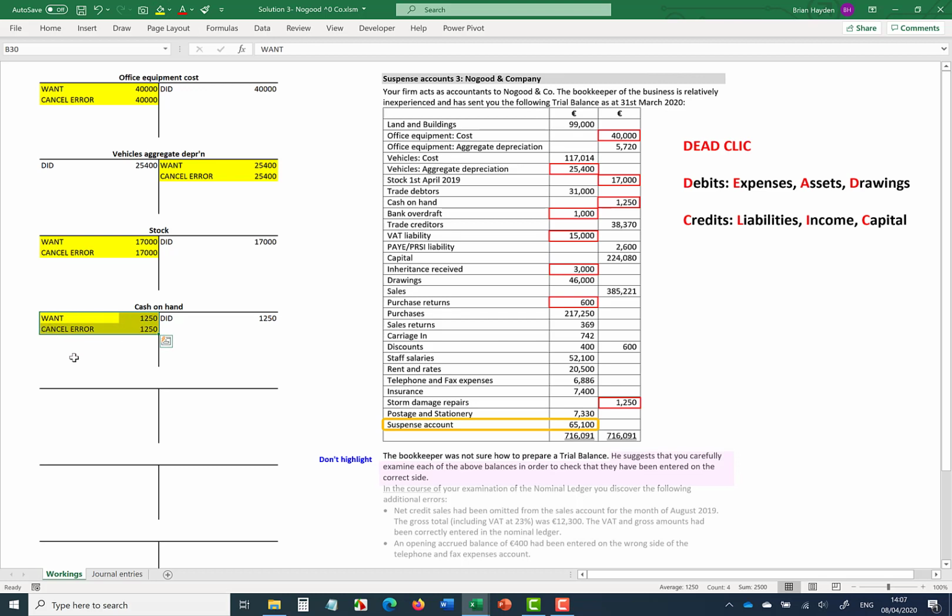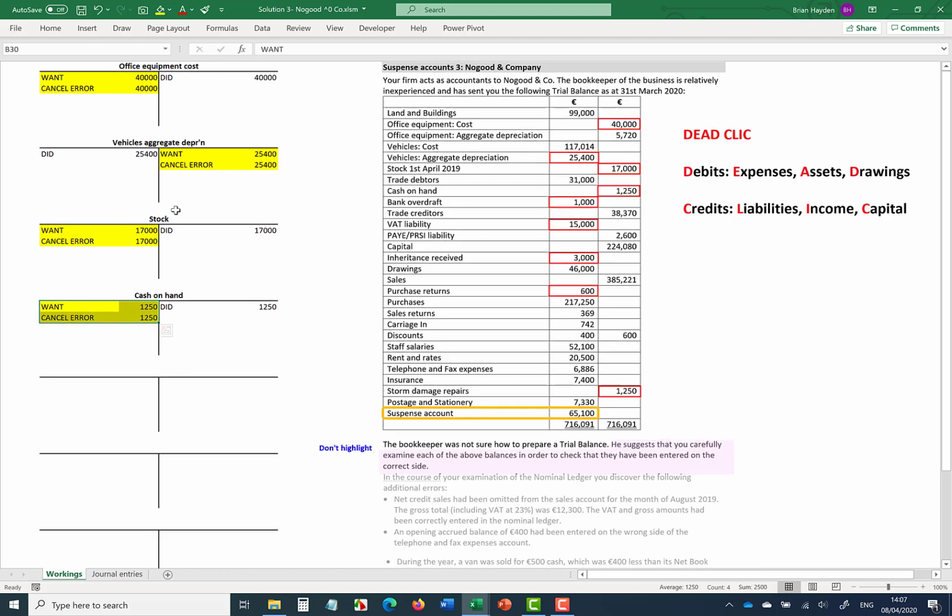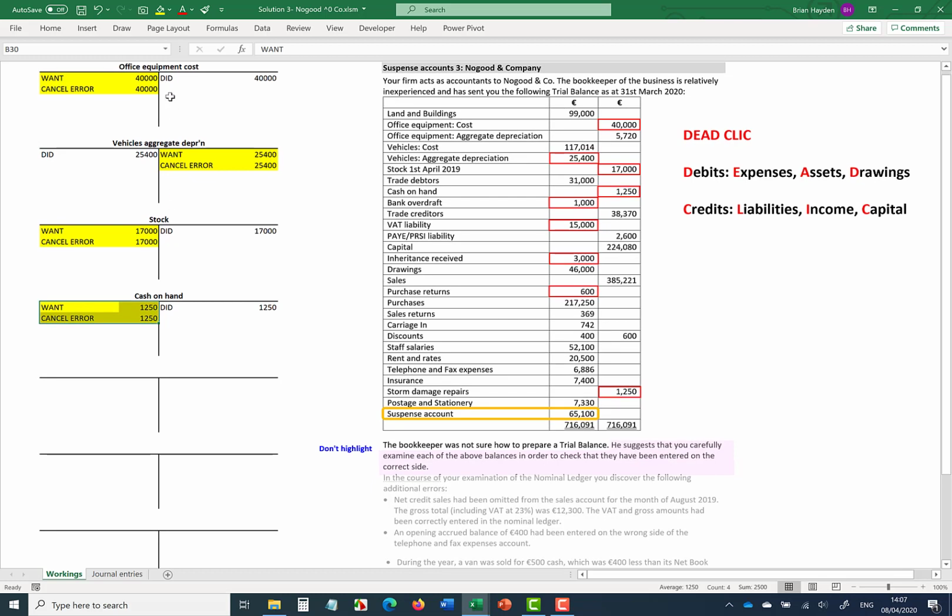Now this is all just kind of rough workings to figure out the debits and credits. At the end of the solution, I'll show the formal journal entry to make the corrections. But what's important in this demonstration is that you understand the idea of what we did and what we want and the cancellation of errors.